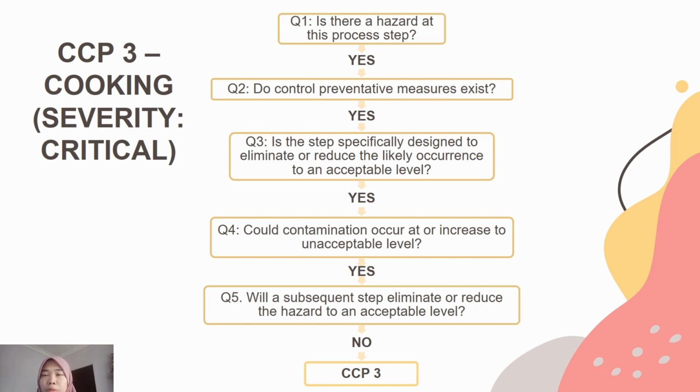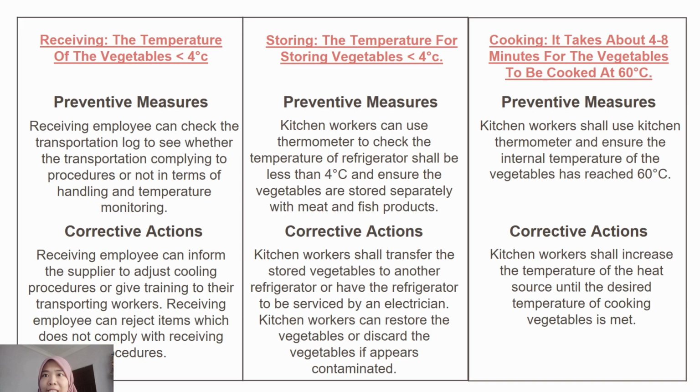The third critical control point is at the cooking stage. The critical limit in the cooking stage is 60 degrees Celsius, which can be achieved by cooking the vegetables for about 4 to 8 minutes. The kitchen workers shall use a thermometer to ensure the vegetables have been cooked and reach 60 degrees Celsius. If the temperature of the cooked vegetables is not met, the kitchen workers shall increase the cooking time of the vegetables by increasing the temperature of the heat source or by increasing the time of cooking.